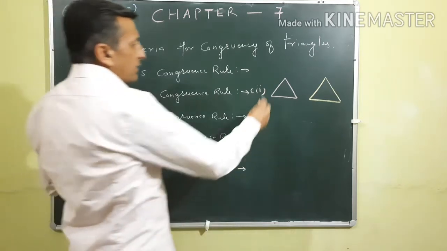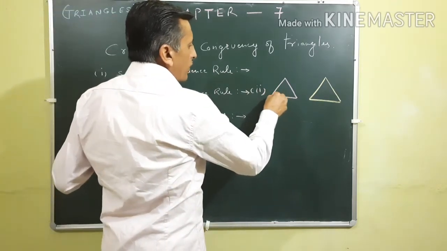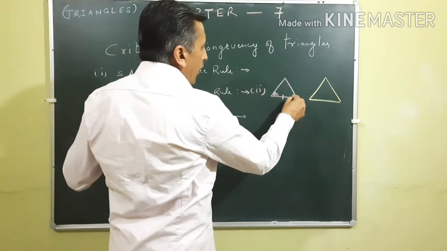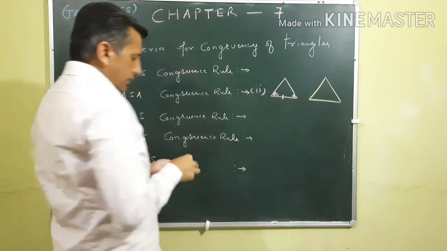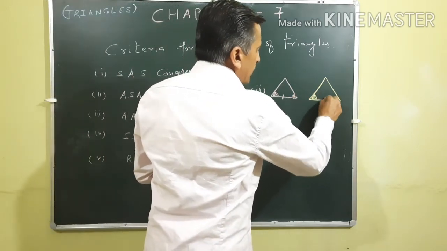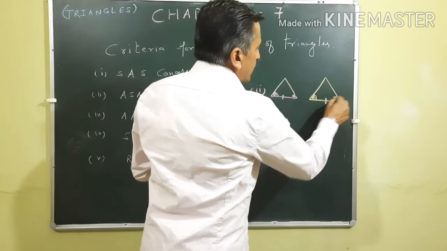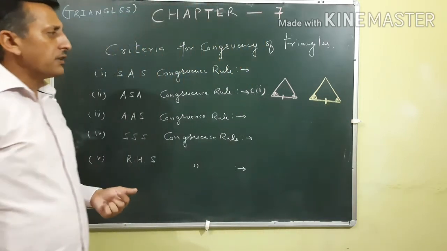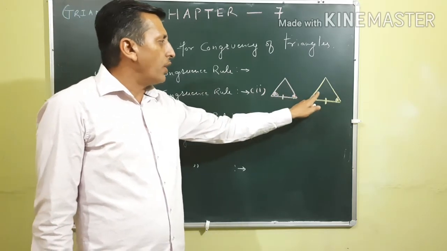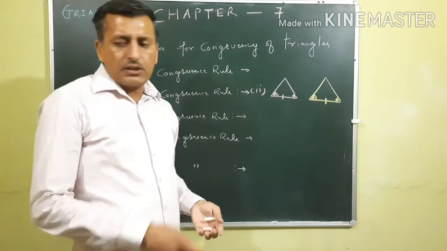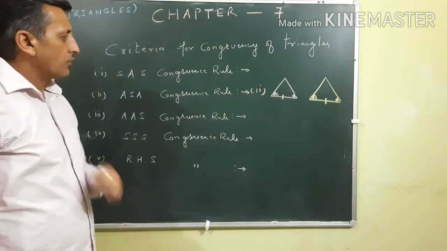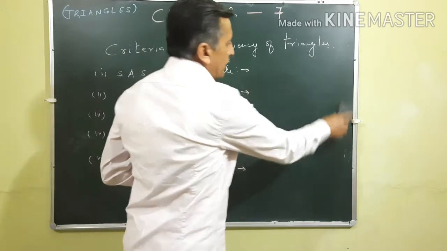So angle side angle: this is your first angle, this is your side, and this is the other angle of one triangle, equal to this side and angle of the other. So if angle side angle of one triangle is equal to angle side angle of another triangle, once again you can say that your triangles are congruent. So these are some of the concepts given.